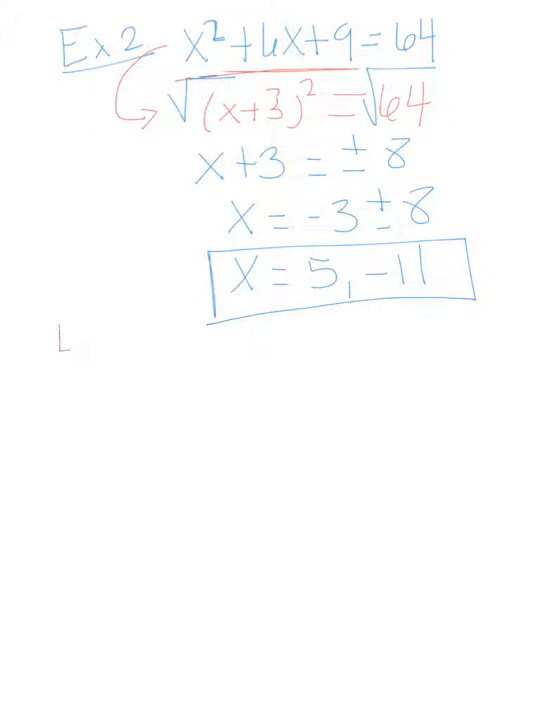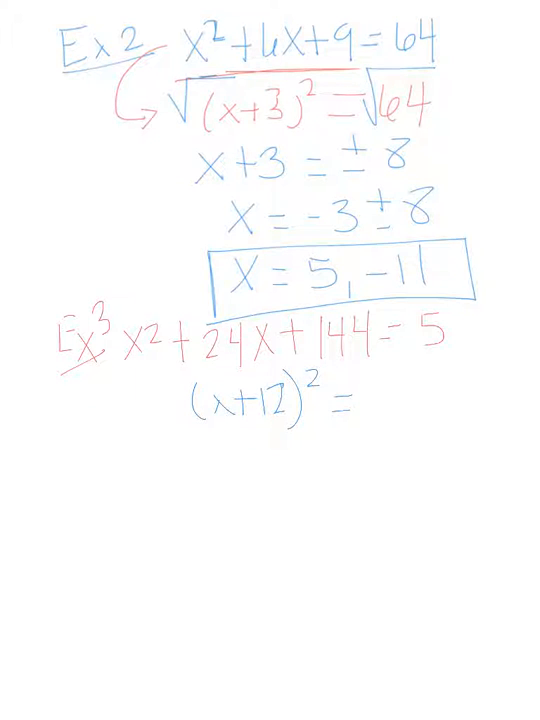Okay, example 3. I have x squared plus 24x plus 144 equals 5. Now I'm looking at that trinomial, and it is a perfect square, and it'll be (x plus 12) squared equals 5. Now, from here, I'm going to do the same thing. I've got to get rid of that squared.